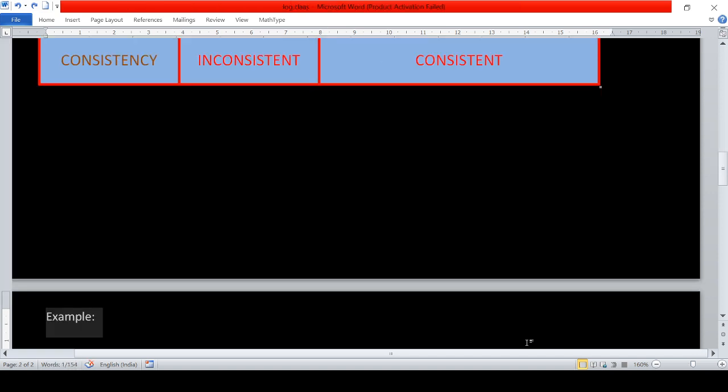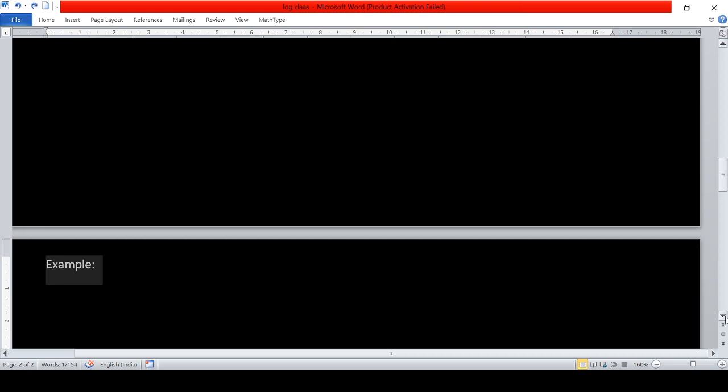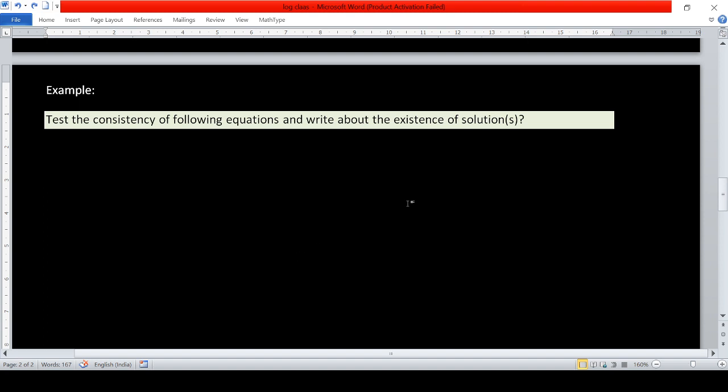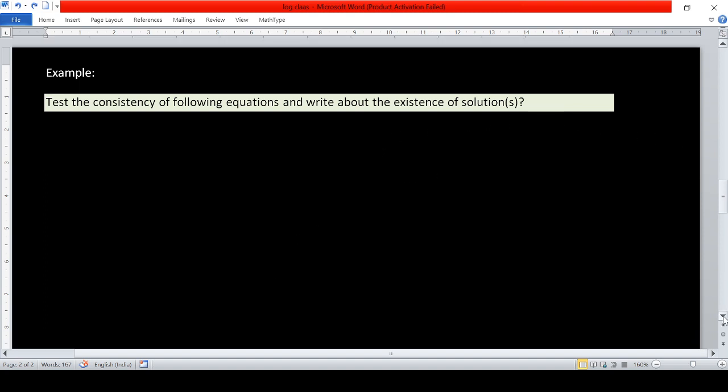Okay. So this study we will do through an example. Test the consistency of the following equations and write about the existence of solutions. Existence of solution means I'm saying the number of solutions.